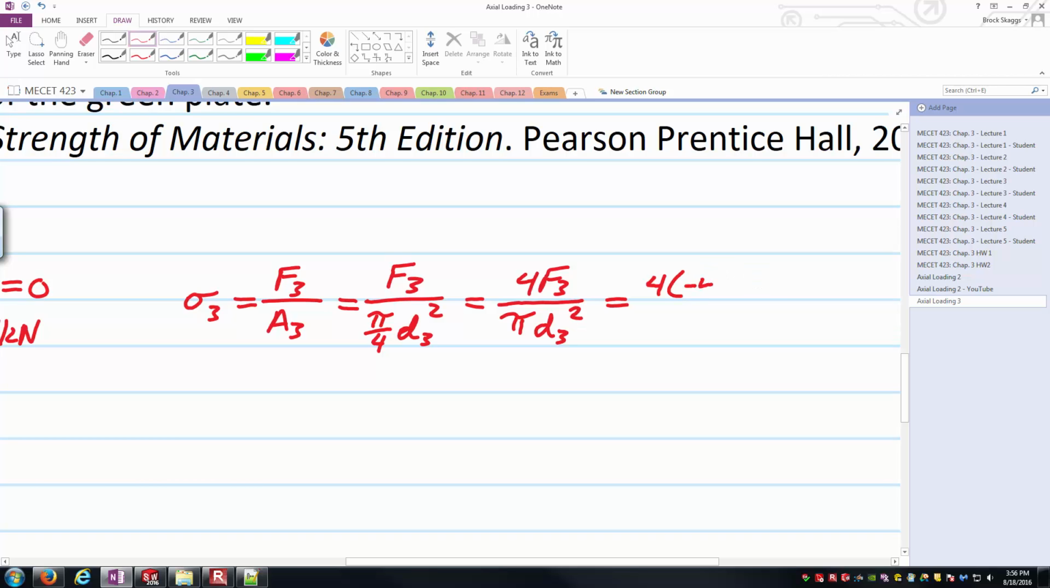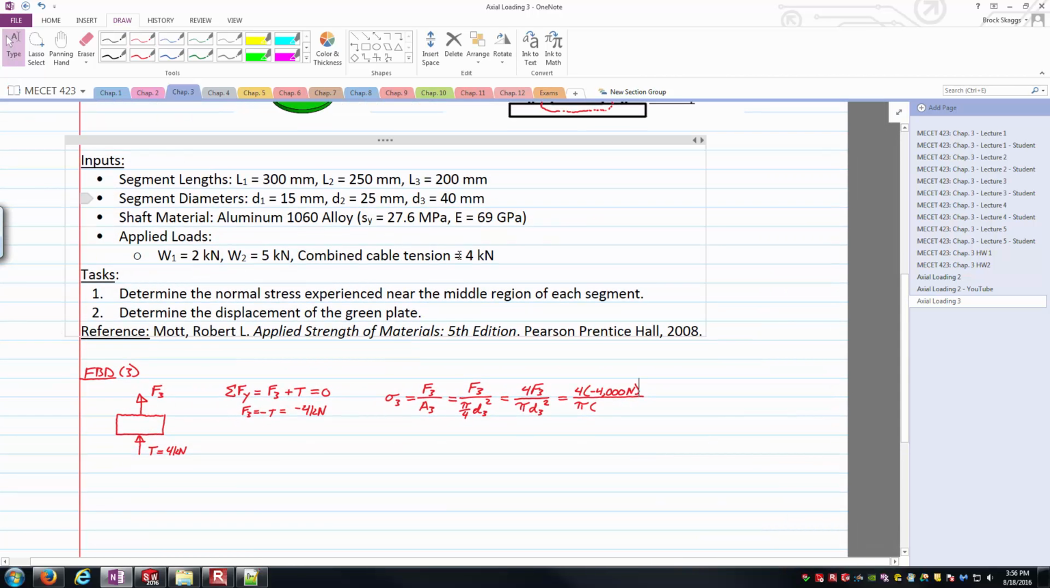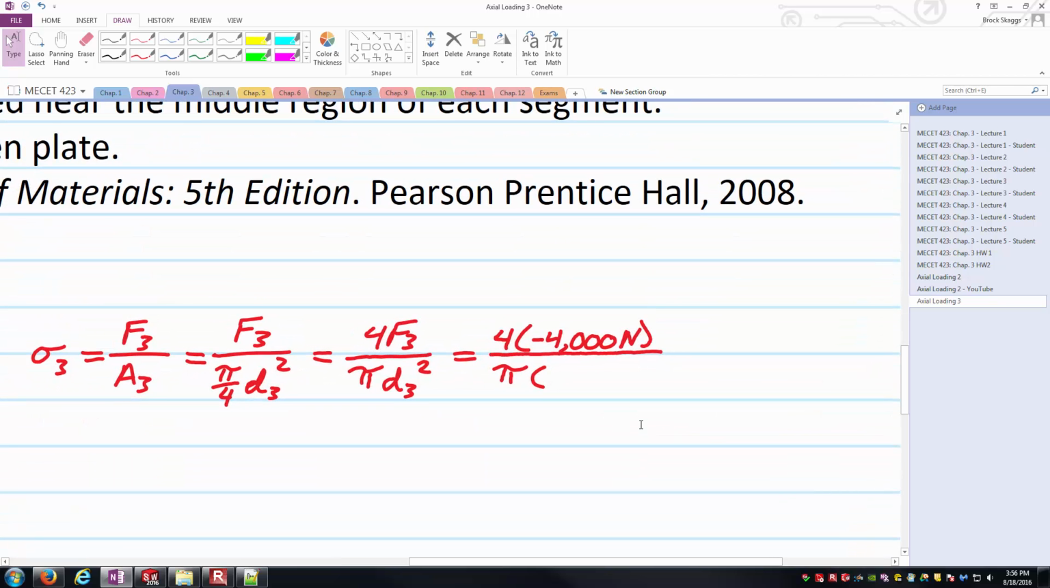And so just a little arithmetic, and now we're ready to start inputting my values. And so I've got 4, this was negative 4,000 newtons. Notice here I'm getting everything back to base units there, so I don't have quite as many unit hurdles to jump through at the end of my problem. D3 here, what was the diameter? I've got it up here as 40 millimeters. And so I'll put in here 40 millimeters, 0.040 meters squared, which gets me here. So 4 times negative 4,000 divided by pi times 0.04 squared.